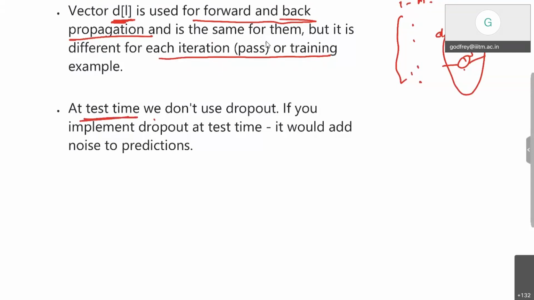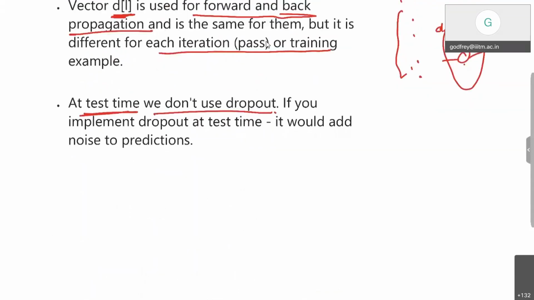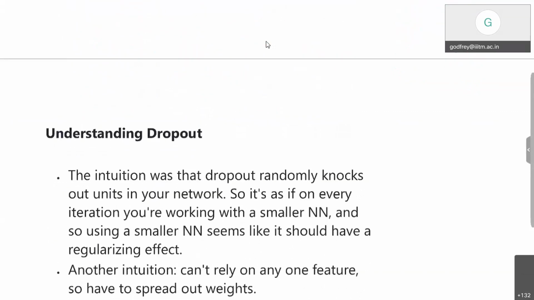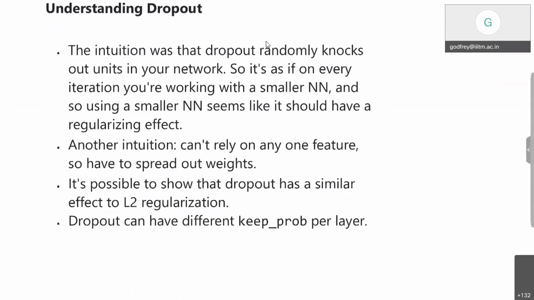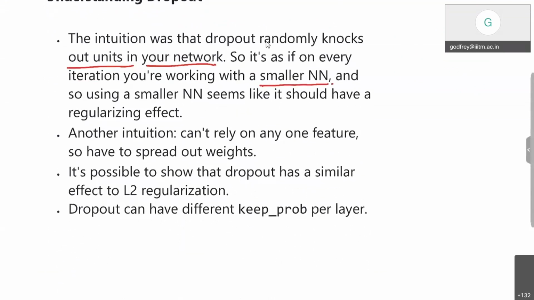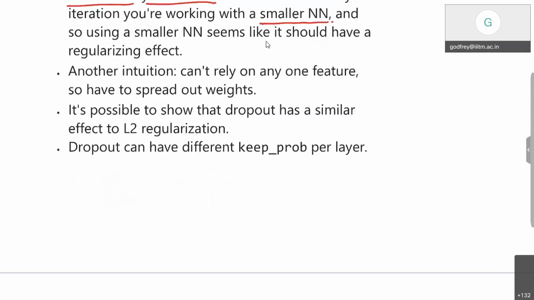So it means at test time we don't use the dropout. As we already saw, it has the effect of knocking out the elements in the network. So every time you knock out some of the neurons, you are working very effectively, so we can say that dropout also has a similar effect.